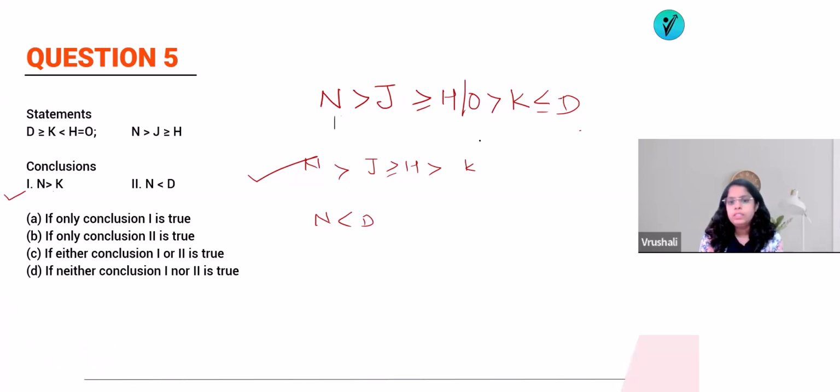In between N to D, you can see this is a greater than, this is a less than or equal to. That means the relation cannot be determined. So the second is not possible, so your answer will be only one. That's it. Easier. Now let's jump to the next question.